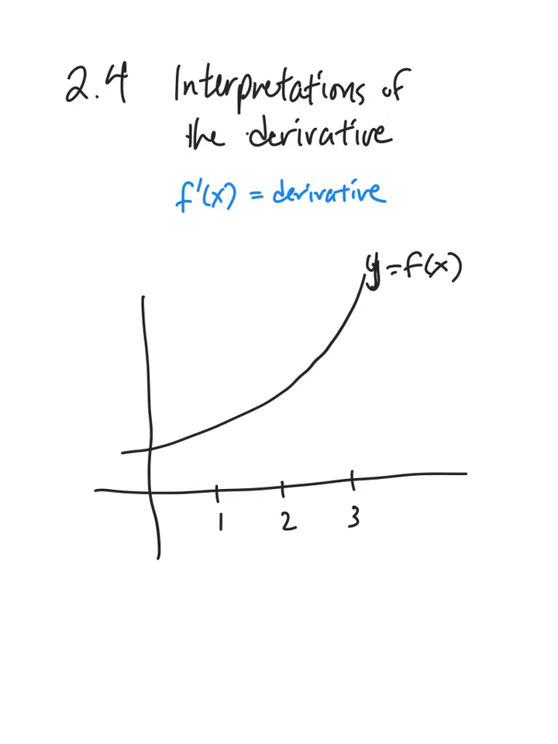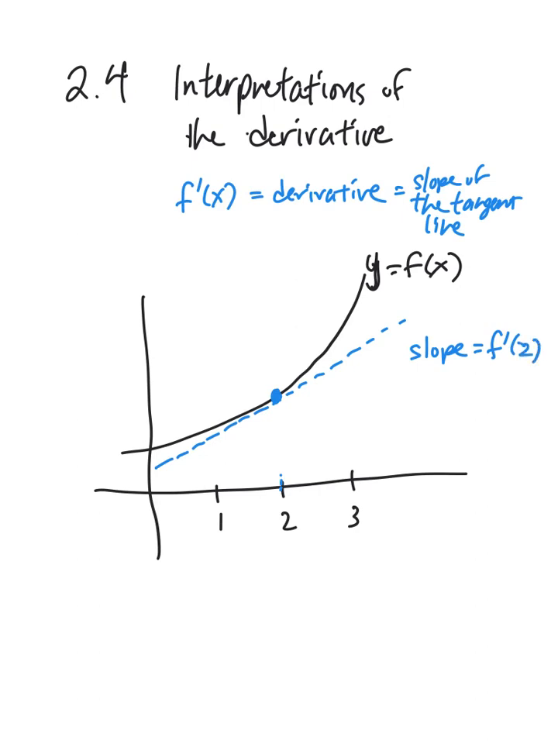So the derivative of a function we say was like the slope of the tangent line at a particular point. And so if I were to pick an x value like 2 and there's a point there, then the derivative f prime of 2, the slope here would be f prime of 2, the slope of the tangent line.